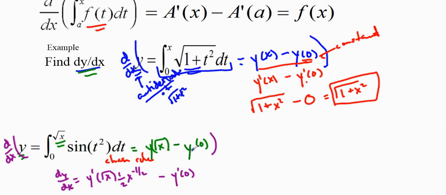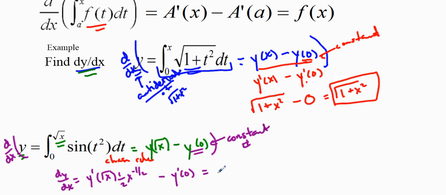Well, y prime of 0, once again, this is a constant. That means it's a number. And the derivative of any number, well, how do you know that? Some students ask, well, how do you know that? Well, it's y of 0. Remember, y is a function. We're plugging in 0 in there. We get a number. All right? Since we get a number, the derivative of any number is 0.